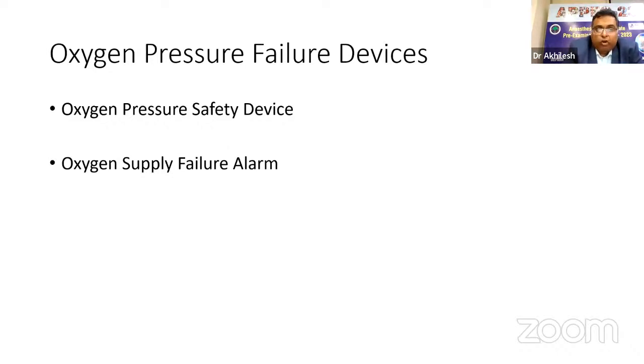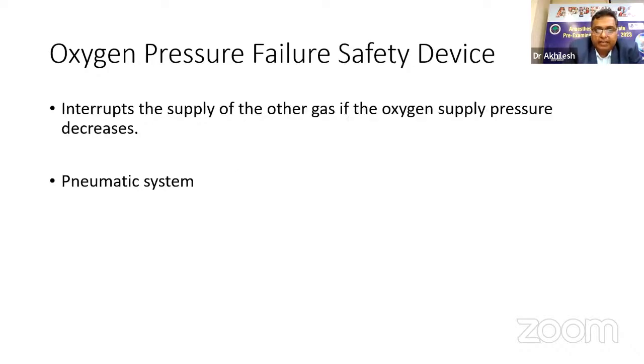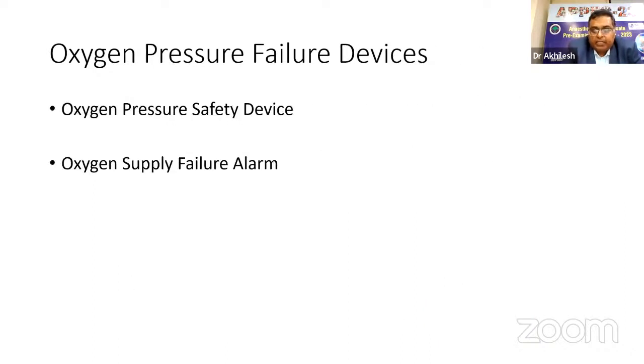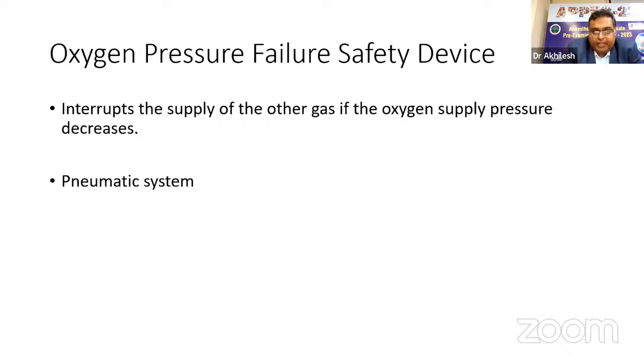Okay. Then we talk about oxygen pressure failure devices. This is the oxygen pressure failure device. In this device, the important thing is it consists of 2 parts: the oxygen pressure safety device and the oxygen pressure failure alarm. When we talk about the oxygen pressure safety device, it interrupts the supply of other gas if oxygen supply pressure decreases. We'll be discussing it, and it's a pneumatic system. Again, no electricity is required.